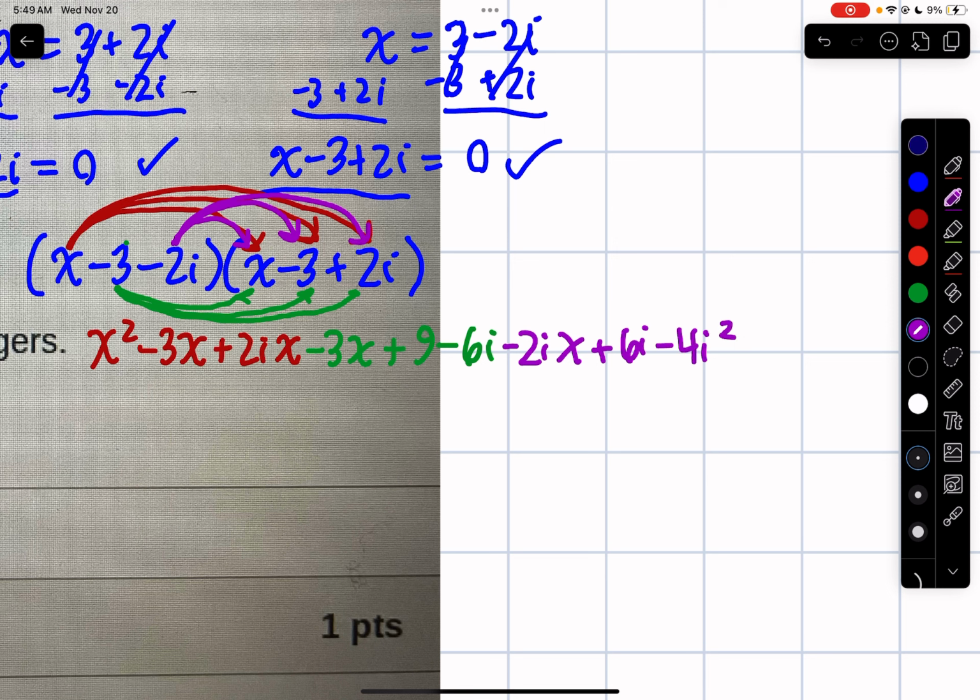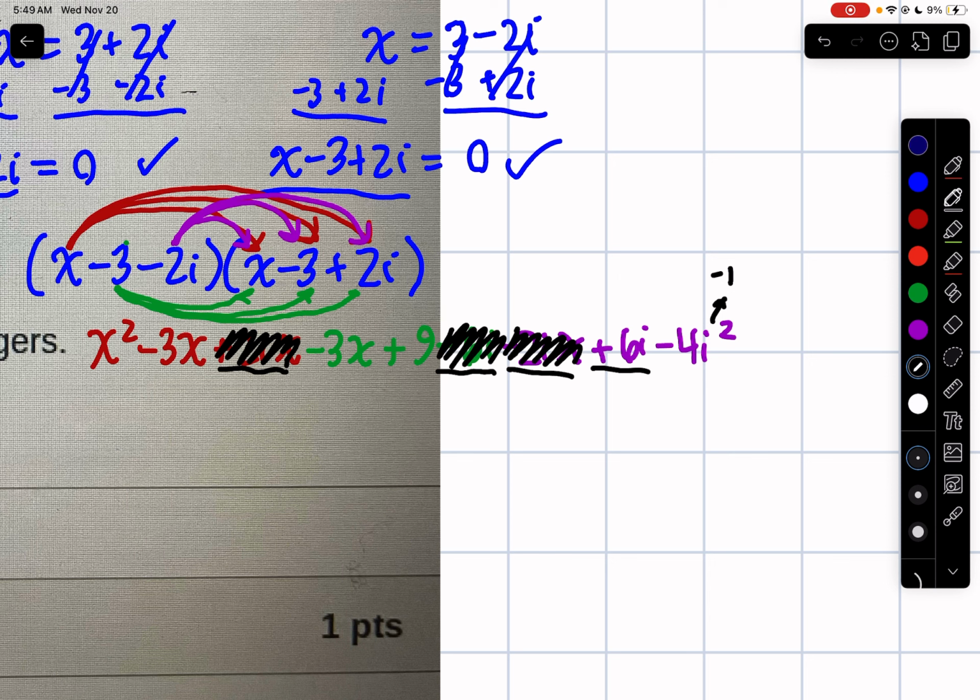minus 4i squared. Okay, so lots of terms, but the good news is that a lot of it's going to cancel out. Specifically, I'm looking for anything with an i. So not an i squared, because i squared is just negative 1, but anything with an i should cancel. So I get a positive 2x and a negative 2x. Okay, cool. Cancels. I've got a minus 6i and a plus 6i. Perfect. Cancels. Okay, so now I'm going to just combine like terms with whatever's left.